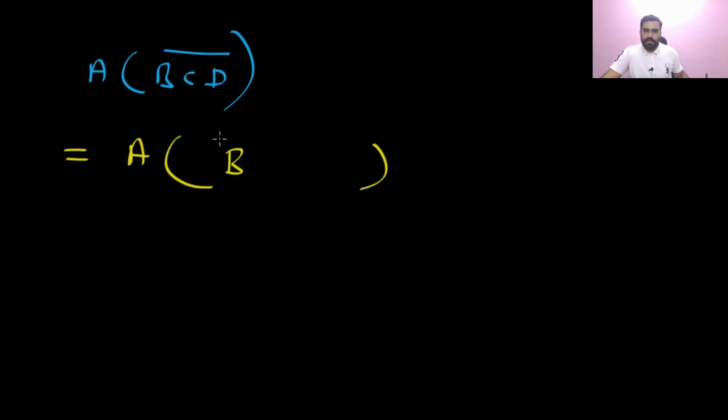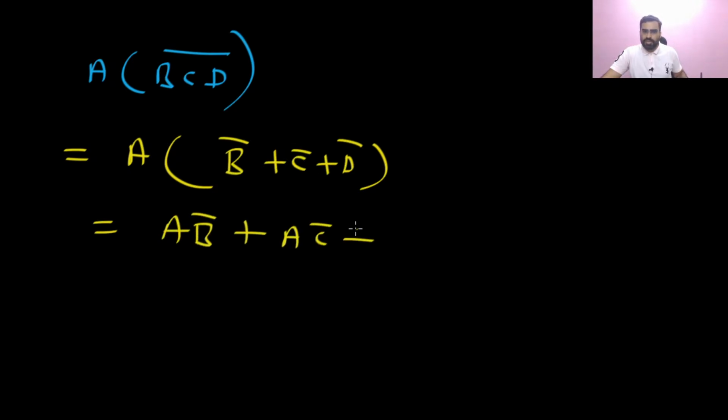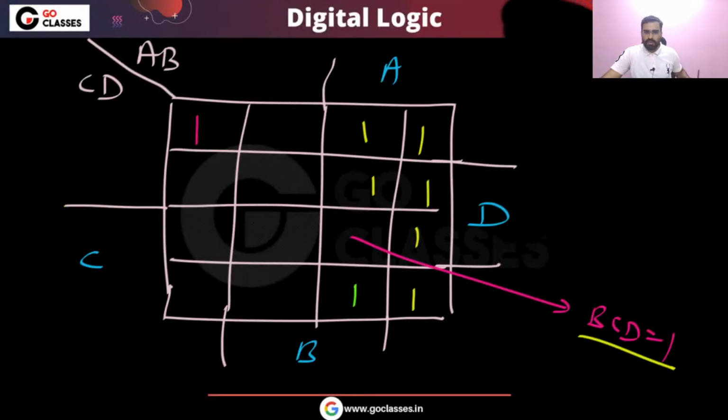Okay, another way. Let me tell you: a, b, c, d bar. What is another way? Another way is a, b bar, or c bar, or d bar. So this is how you can do the same question. This is the area where a is 1, this is the area where c is 1, this is the area where b is 1, this is the area where d is 1. These are the areas. Is this clear to everyone?